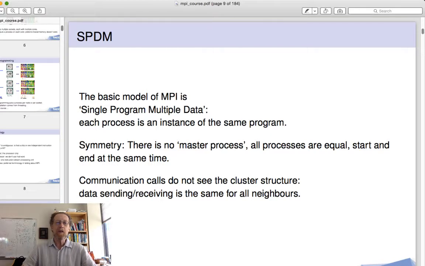They collaborate symmetrically. And the second point is that communication calls also don't see any structure that there is to the cluster. They don't really see that one process is close to another or more far removed from another. So to send or receive data is the same no matter where your neighboring process is located.